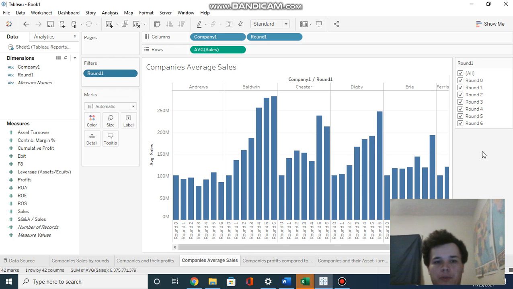The next sheet we will examine is companies' average sales. In this sheet, we can view average sales by round. Our sales were relatively consistent. In the beginning, they trended upwards, but towards the middle of the simulation began to dip, and we were able to institute some changes which allowed our sales to rebound and bring up our average sales.